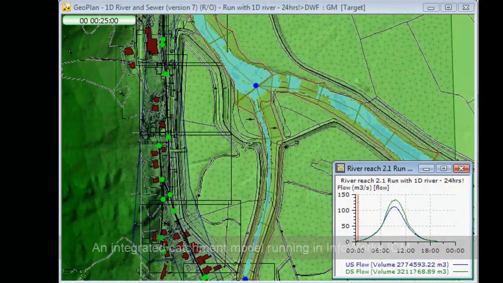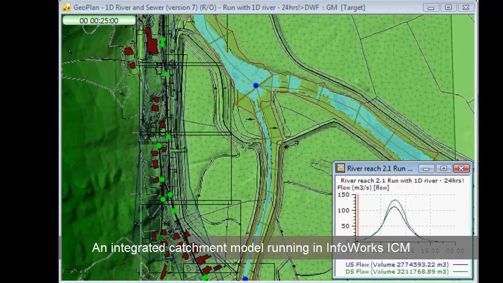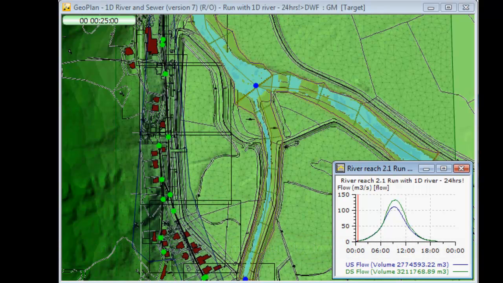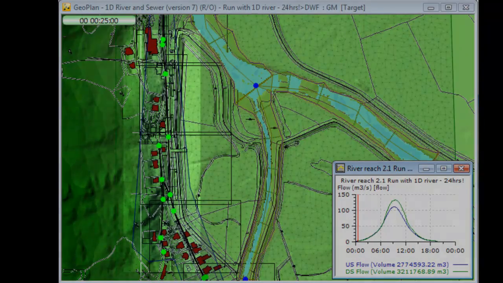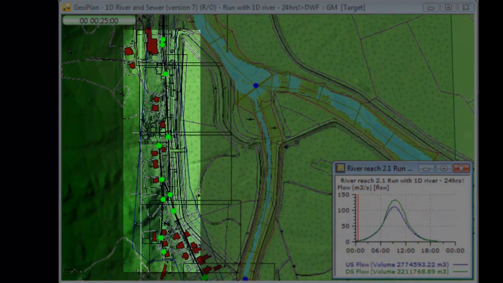In this demonstration of InfoWorks ICM, we're going to look at a typical integrated catchment and the hydraulic performance of that catchment, both during an initial rainfall storm and in the period that happens afterwards. In the model that we're looking at, we can see there is a small area of the network which is drained by a stormwater system.